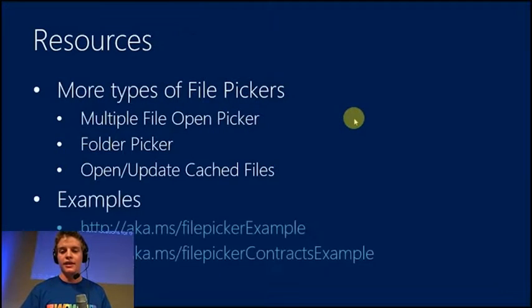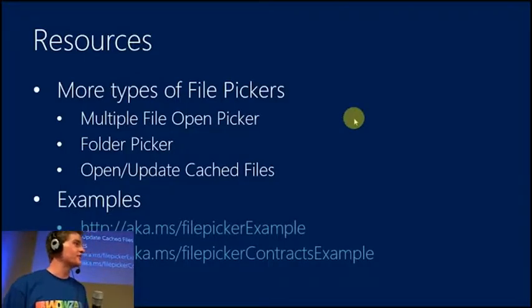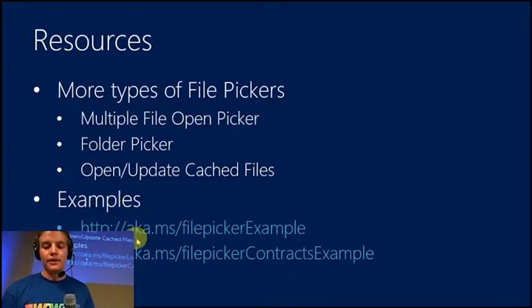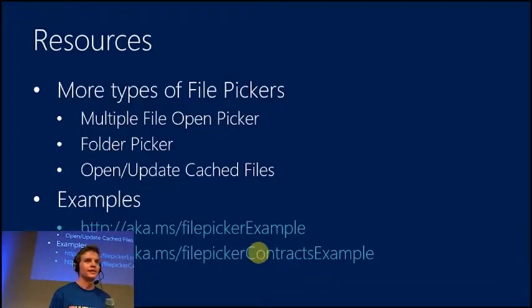All right. And so in the interest of time, I didn't go over all the options of file pickers that you have. You can have file pickers that allow you to choose multiple files, that allow you to choose folders instead of files, that allow you to even open or update cached files. And so examples of all these kinds of file pickers are available at this URL, which leads you to the MSDN file picker example. And then finally, if you want to learn more about how to integrate with those contracts, which is a very powerful thing, you can follow this URL here to an MSDN app that should show you how to do that. All right?